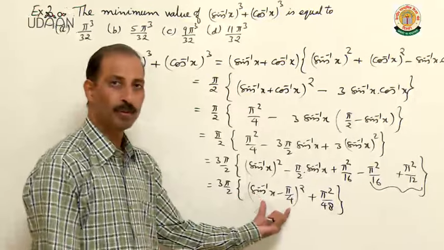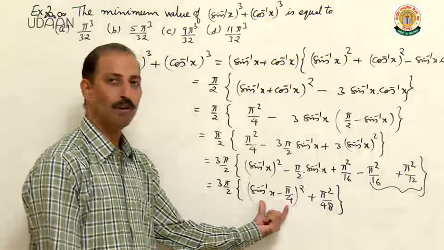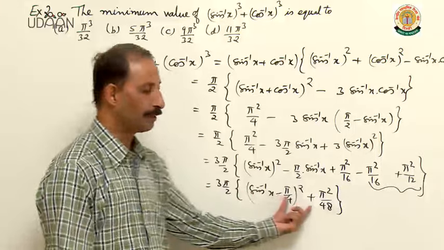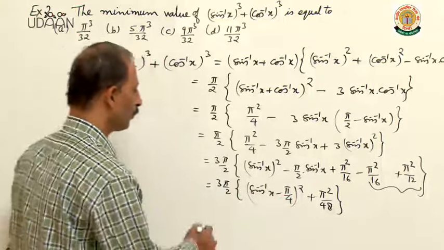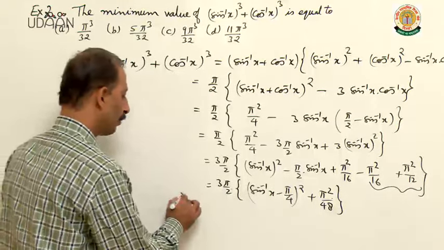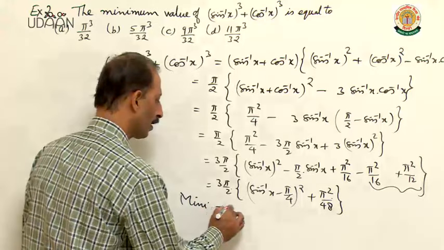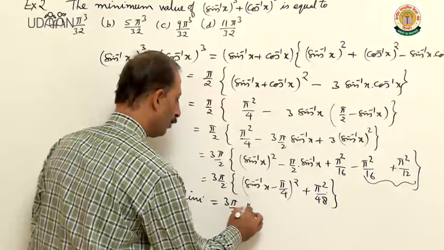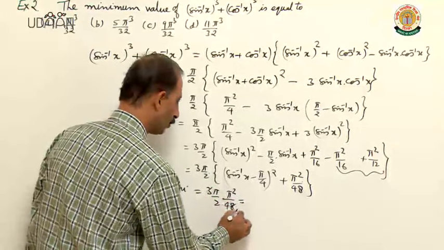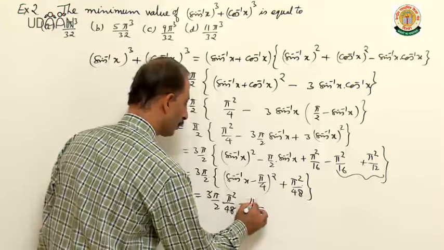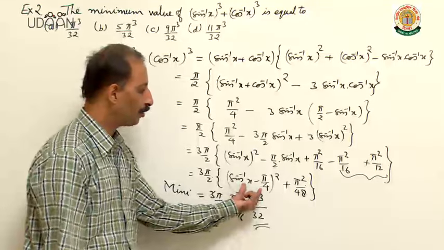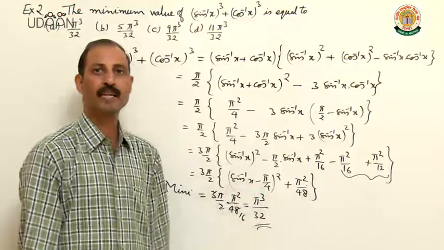Now children, this is a perfect square. You know, this value is always greater than or equal to 0. So the value of this function is always greater than or equal to 3 pi by 2 multiplied by pi square upon 48. So what is the minimum value of this expression you will get? 3 pi by 2 into pi square upon 48. Simplify, 3 into 16 multiplied by 2, 32 pi cube. That is the minimum value of this expression, because this value is always greater than or equal to 0.